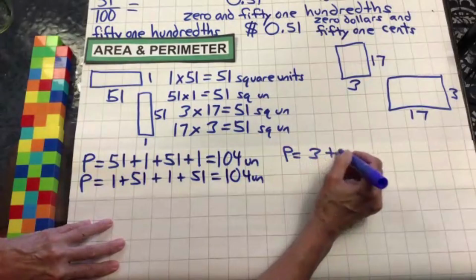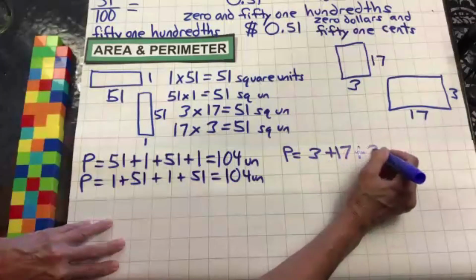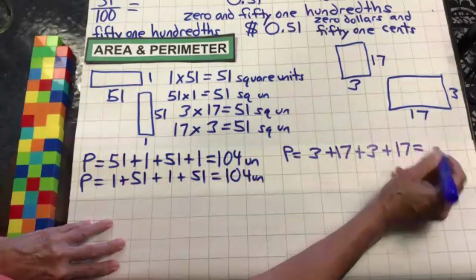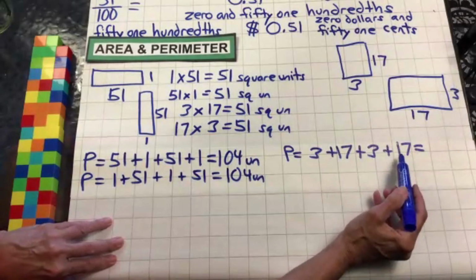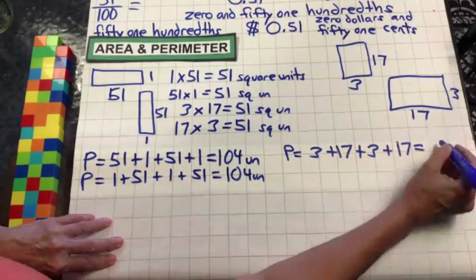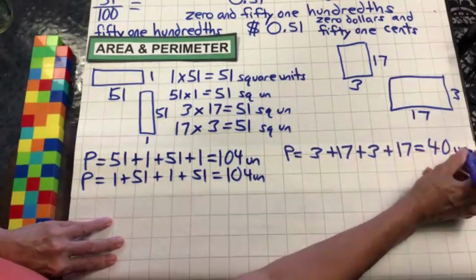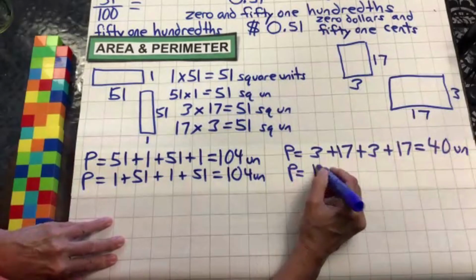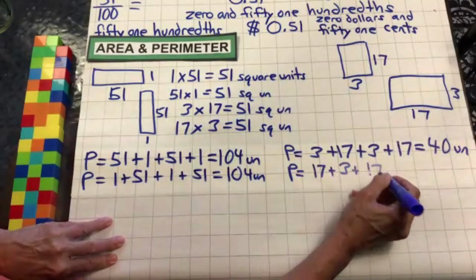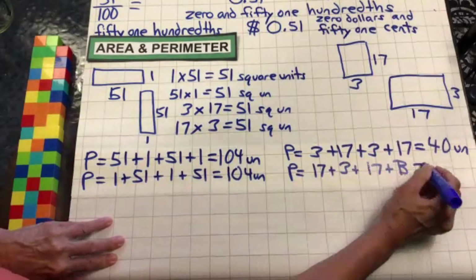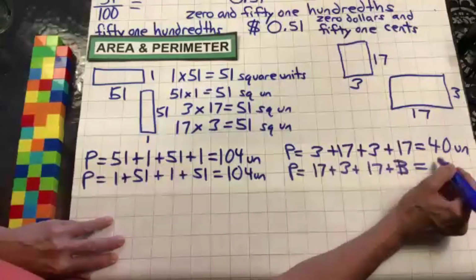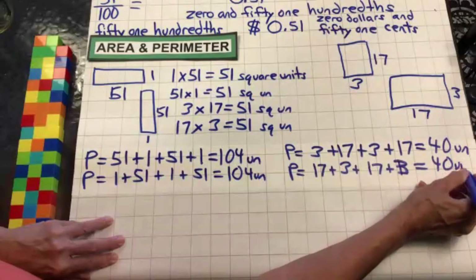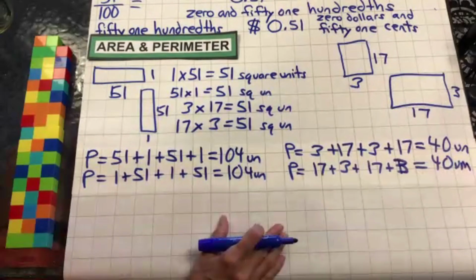So we have a 3 plus 17 plus 3 plus 17 equals. Well, 17 plus 17, hopefully you already did the math, so you're just checking your work. 17 plus 17 is 34, plus 3 and 3 is 6, which is 40 units. And if we change that up to 17 plus 3 plus 17 plus 3, remember, it doesn't matter the order. Sorry about that, that should be a 3. It doesn't matter the order of numbers. They'll always equal the same amount. You can check yourself by doing that work.